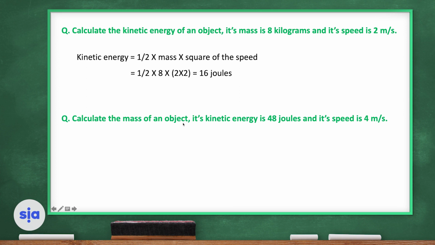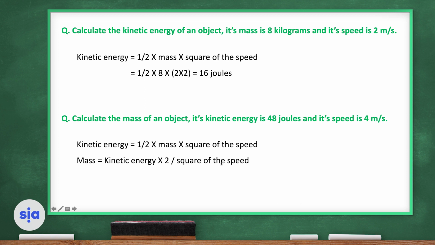Calculate the mass of an object. Its kinetic energy is 48 joules and its speed is 4 meters per second. Kinetic energy is calculated by this equation. This means that the mass equals kinetic energy times 2 divided by the square of the speed. Therefore, it equals 48 times 2 divided by 4 times 4, which is equal to 96 over 16. This will give me 6 kilograms.